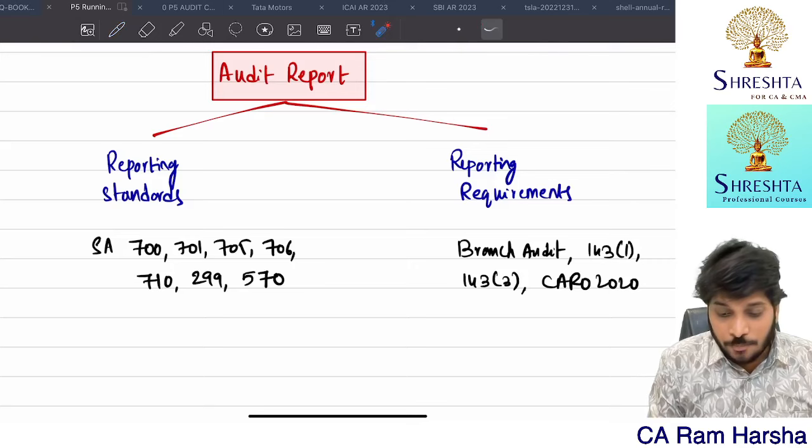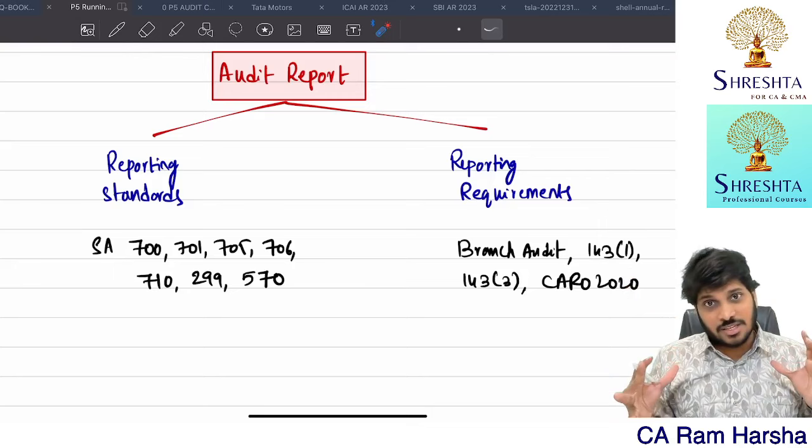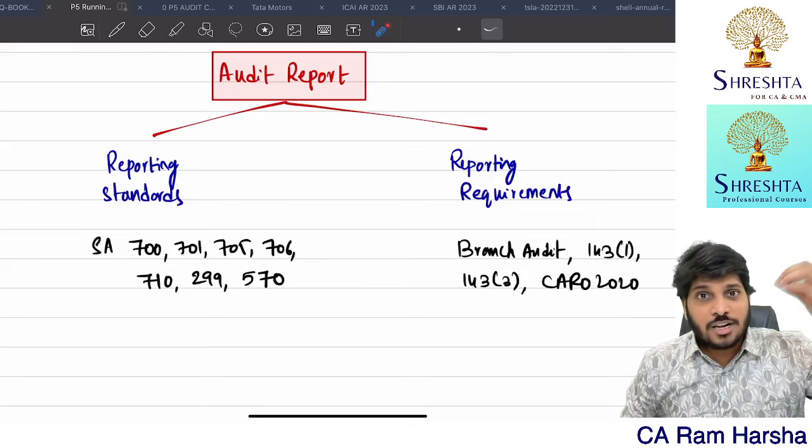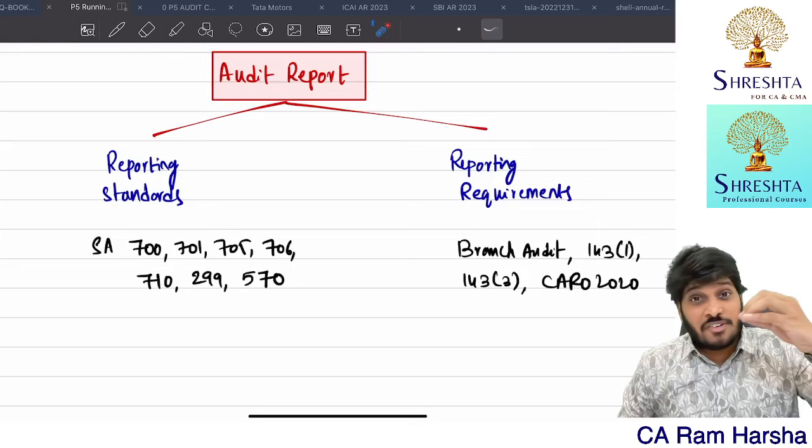Now, for that audit report, there are some standards that are dealing with it. I told you very clearly the background, the reason, what is the need of standards. In the nature, objective and scope chapter, we understood the various types of engagements and what the need of engagement standards is. The standards are required to ensure uniformity.